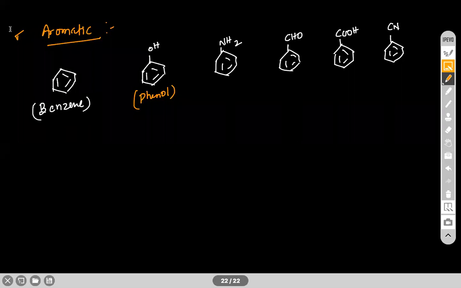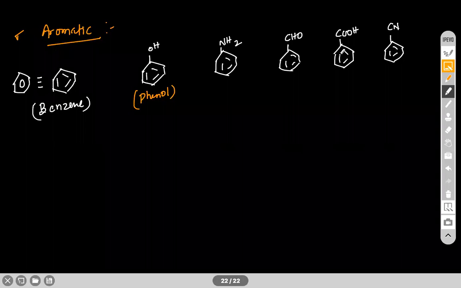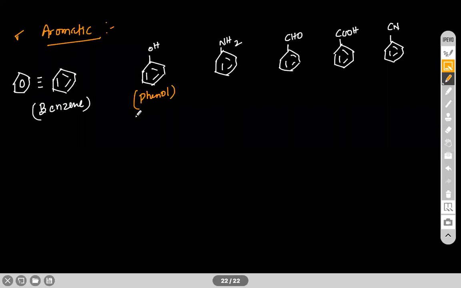This molecule and this molecule are same. These two are same, both are benzene only. Why we have this? What is the meaning of this? We'll discuss this later, but these two are same. This is phenol. We also call it hydroxybenzene.